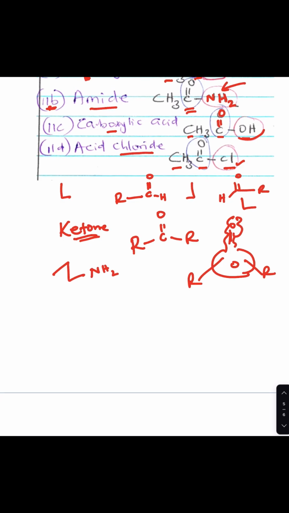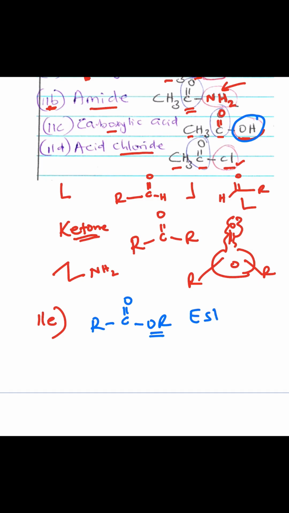The last one, 11E, you have alkyl group, carbon double bond oxygen, OR at that position. So instead of what we have here as an OH for carboxylic acid, now you have an OR, and that becomes an ester. And esters are very sweet smelling compounds. They're actually found in fruits. A lot of fruits have different types of esters, like pineapples, apples, bananas. Each of those are associated with different types of esters.